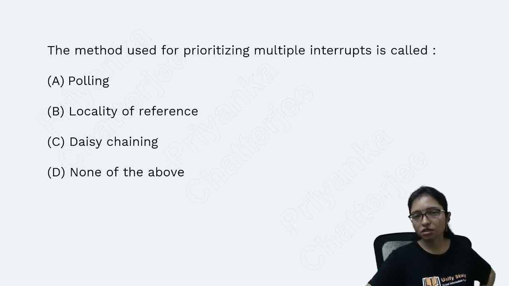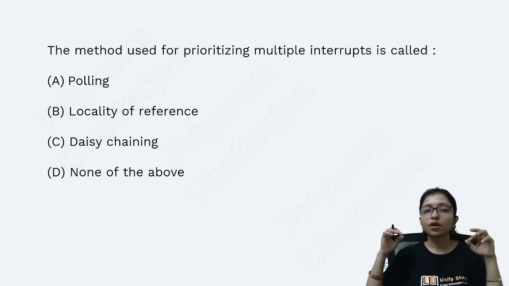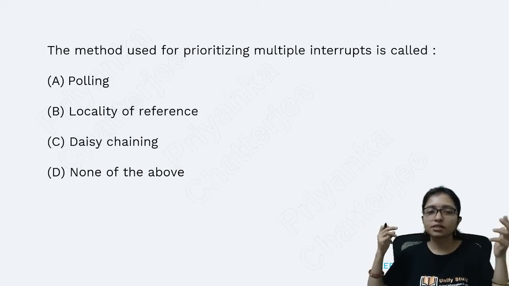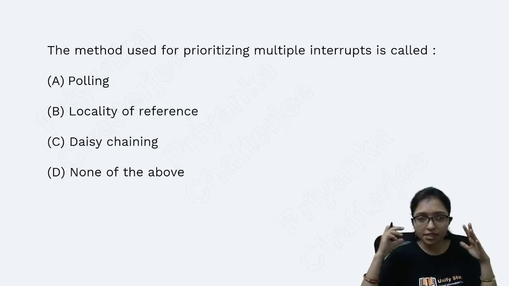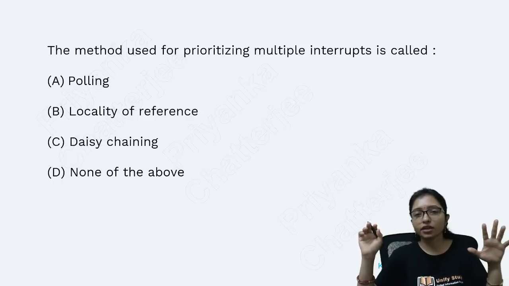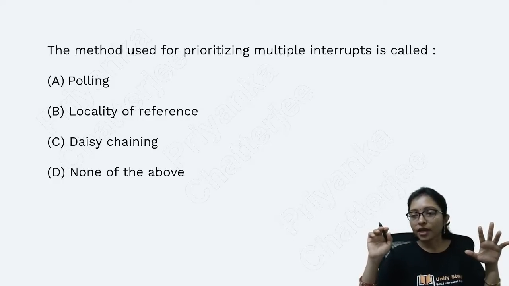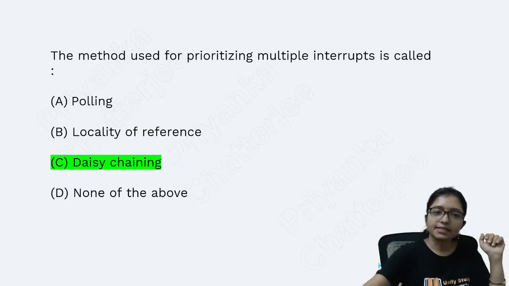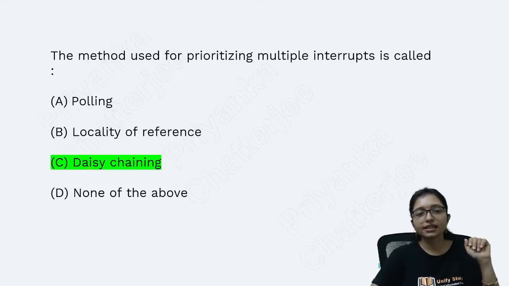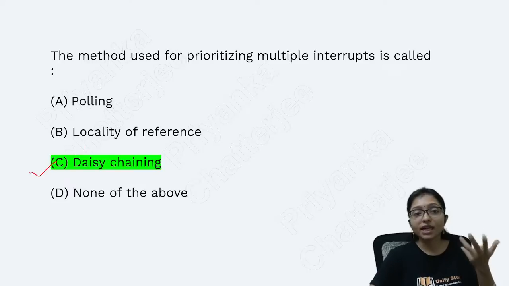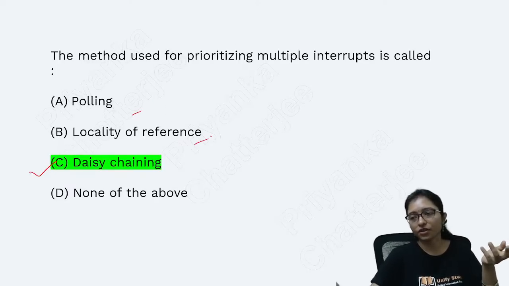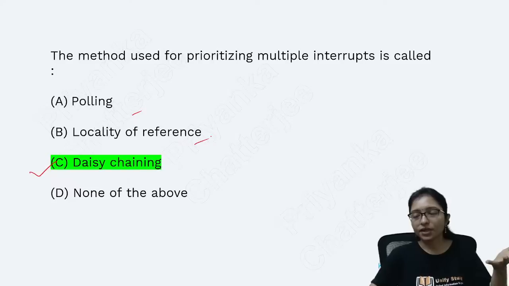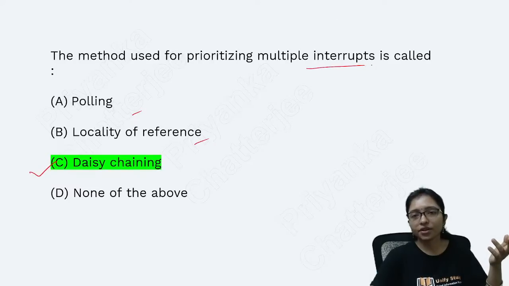From this question, you can see three topics: polling, locality of reference and daisy chaining. These terminologies are very important. Can you tell me what the answer for this is? Yes, here you can see daisy chaining. Here the answer is daisy chaining. But what is daisy chaining? What is polling? What is locality of reference? What are those topics? This is all related to interrupts.